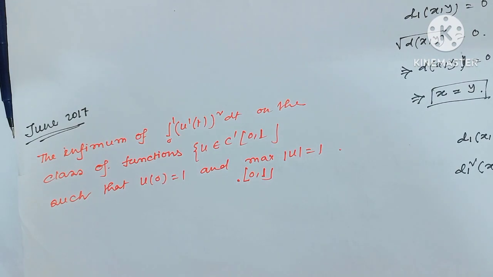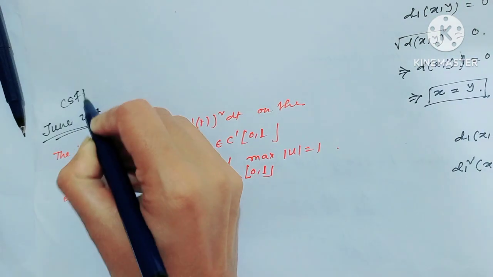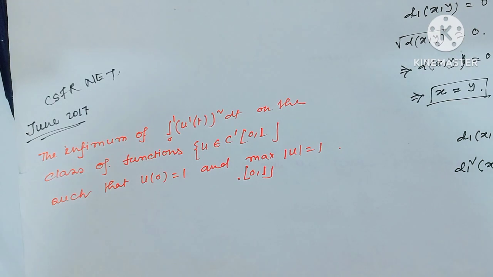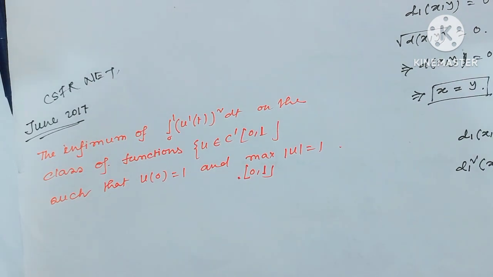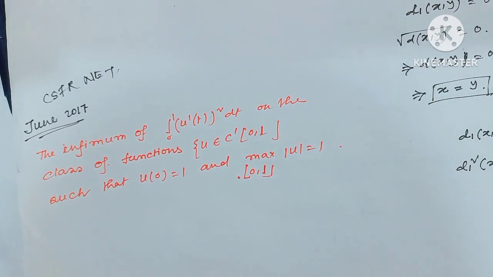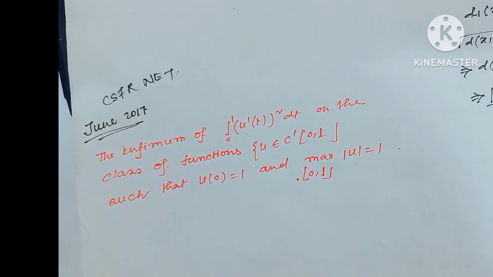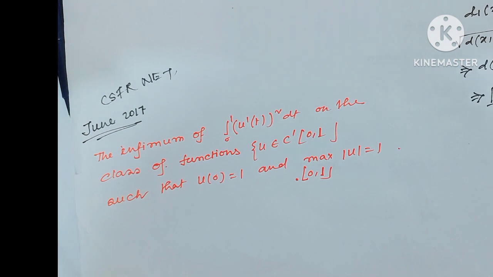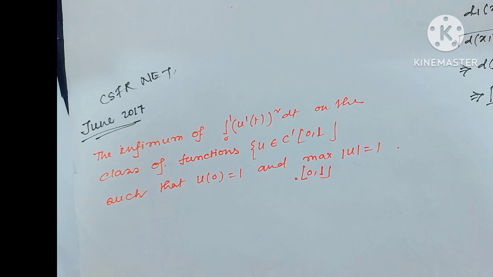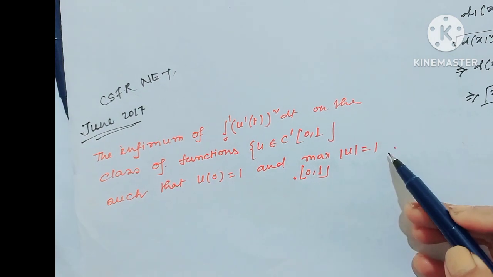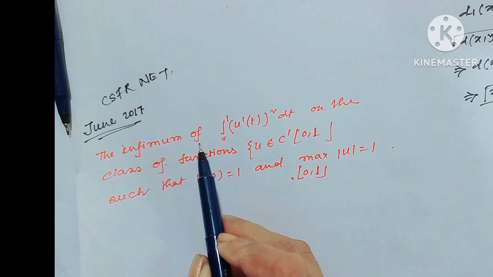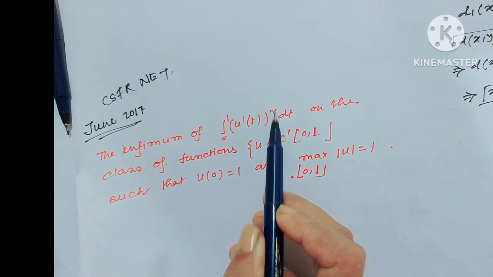Well, now I will look at one question which came in the CSIR NET June 2017 exam. The question is: the infimum of the integral of (u'(t)) whole squared dt on the class of functions u defined on C1[0,1], so this class of functions has a first derivative, and the conditions are u(0) equal to 1 and the maximum over [0,1] of |u| equal to 1. Notice here we have to find the infimum value, that means we have to find the value of this integral.